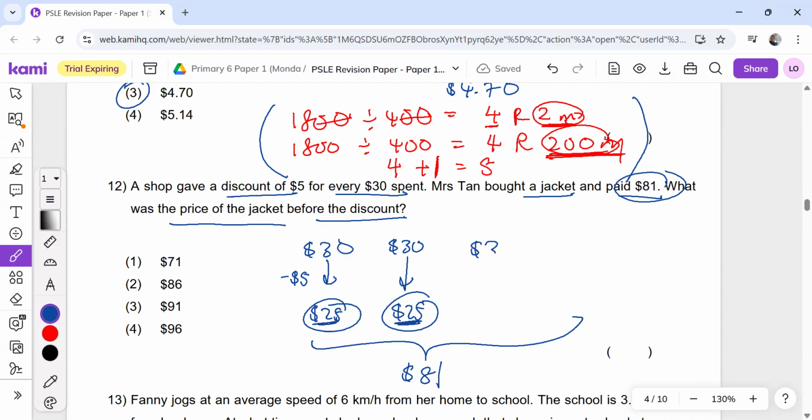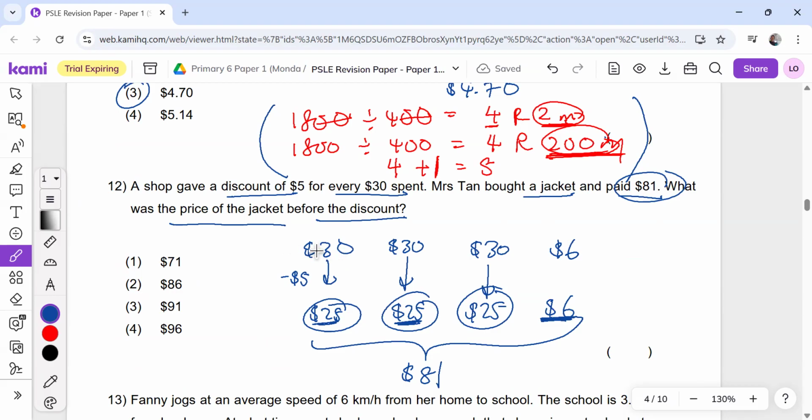She must have spent another $30 to get another $25. So 25 plus 25 plus 25 is how much already? $75. So how much must she still pay? There is still another $6. But is this after discount? No, it's not after discount. Because you must pay $30, then you get $5 discount. But you only pay $6. So no discount.